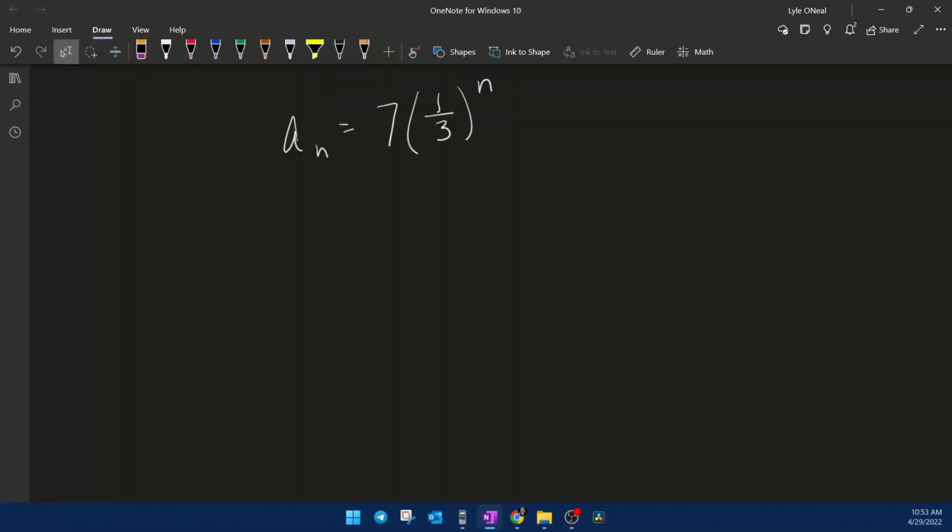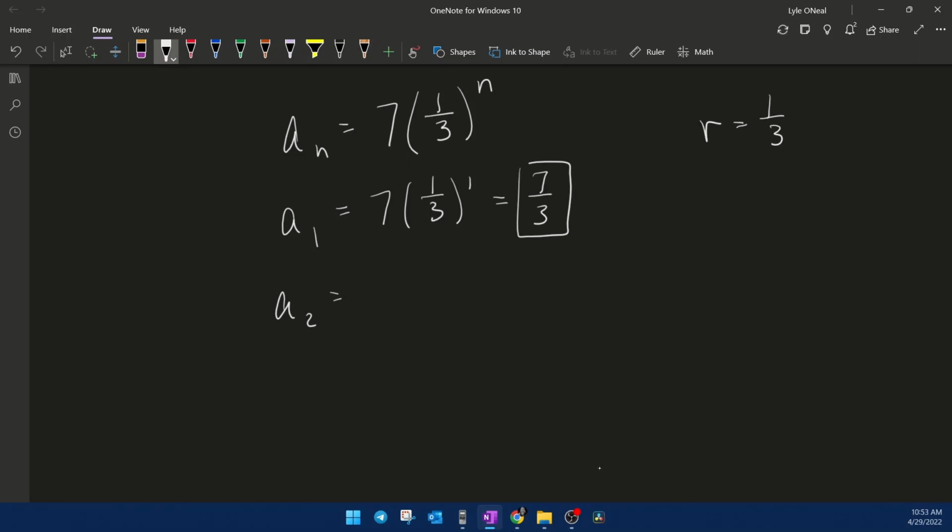So using the general term given in the problem, the first term is going to be the value if we replace n with 1. 1/3 to the 1 is 1/3. 7 times 1/3 is, well, 7/3. And then for the second term, since we know the common ratio is 1/3, we simply need to multiply the first term by 1/3 to get the second term. So 7/3 times 1/3 is 7/9, and then you rinse and repeat.